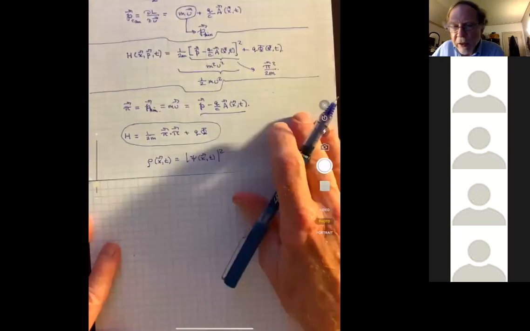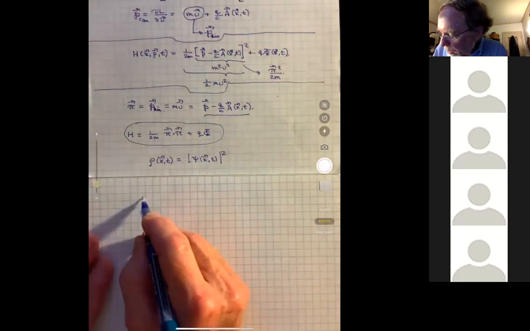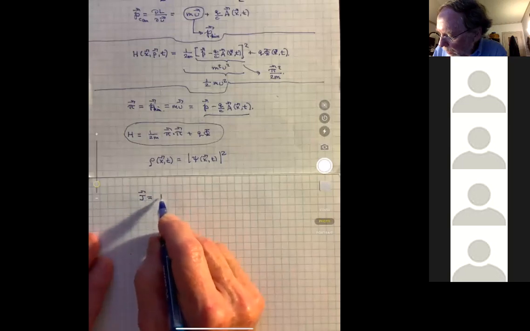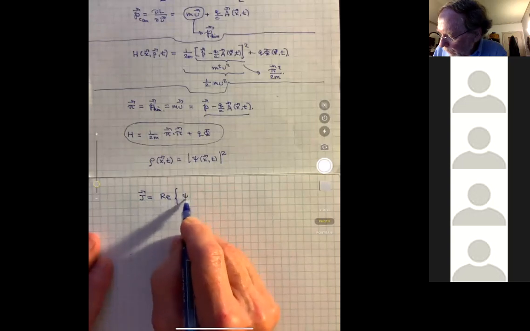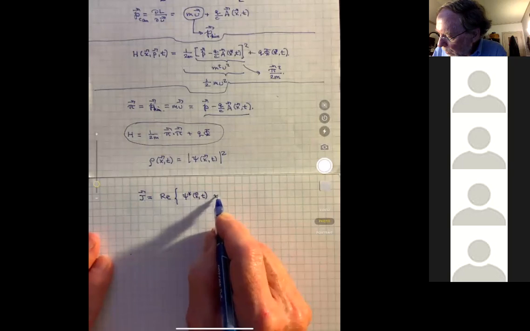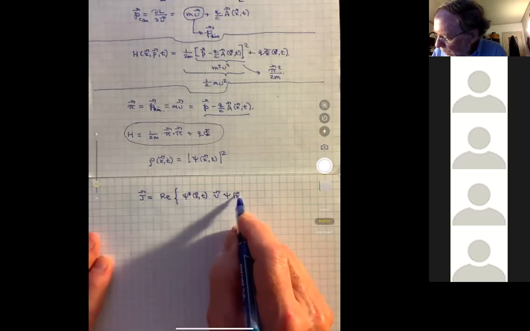As far as the current is concerned, there's a way of writing the current so that it has the same form both with and without magnetic fields. It looks like this. I think this is what I quoted earlier. It's the real part of psi star of x and t, then the velocity operator in the middle, multiplied by psi of x and t on the right-hand side, like so.